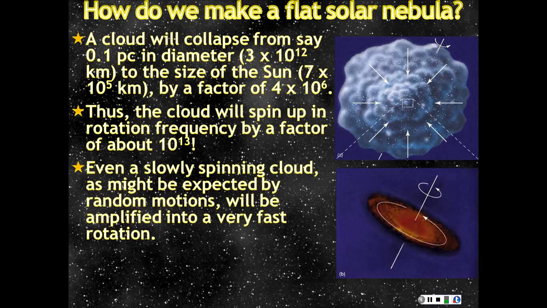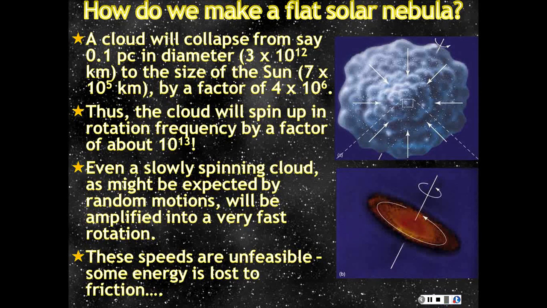So even something that's spinning pretty slowly will have those random motions amplified into something that is spinning very fast. In fact, you wouldn't get it increased this much. You get some friction, and so some energy is lost, and so it doesn't have to spin that fast. But you can easily see how you can get from something that's barely spinning to something that's spinning pretty significantly.